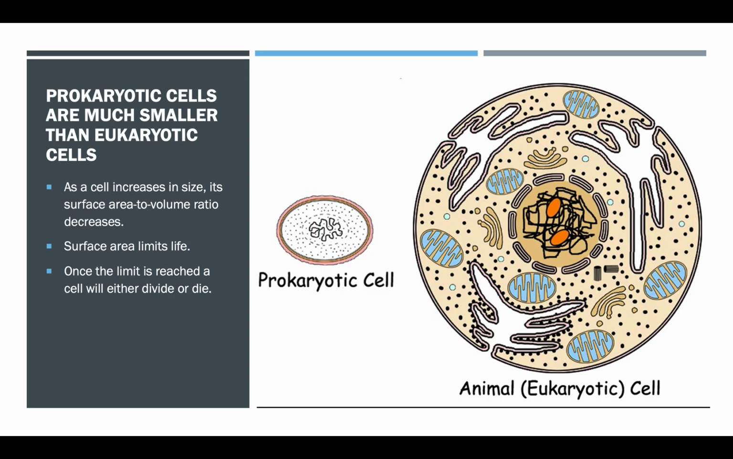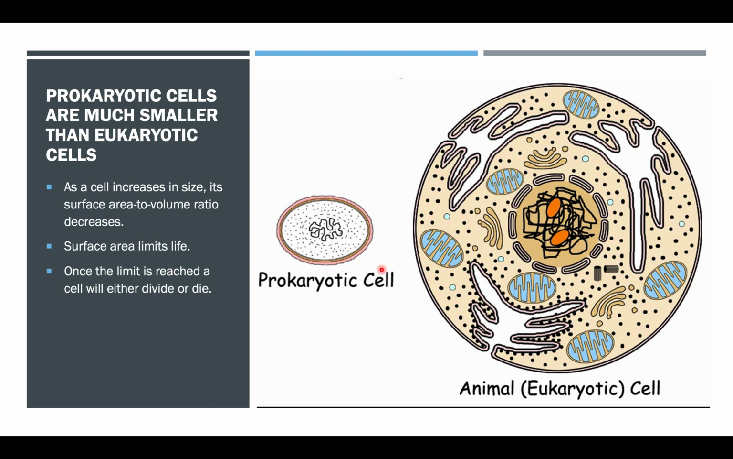Another major difference between prokaryotic cells and eukaryotic cells is that prokaryotic cells are much smaller than eukaryotic cells. On the left side here, you can see a prokaryotic cell versus a eukaryotic, or animal, cell. That just shows you the scale. From this angle, prokaryotic cells look really simple in comparison to a eukaryotic cell. They don't have any of those membrane-bound organelles. They don't have a membrane-bound nucleus. Technically, they're less complicated.